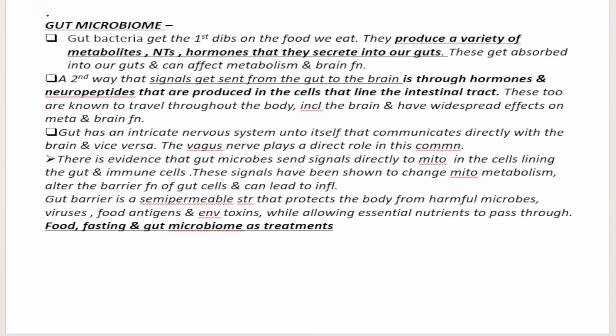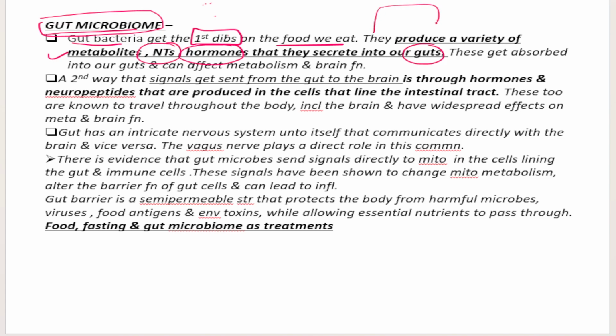Now we come to the gut microbiome. Now, gut involves the alimentary canal from the mouth right up to the anus. But the gut microbiome mainly includes the microbes in the intestines. So it is the role of the bacteria in the gut. Now the gut bacteria get the first dibs on all the food that we eat. And the gut bacteria produce a variety of metabolites, neurotransmitters, hormones that they secrete into our guts.